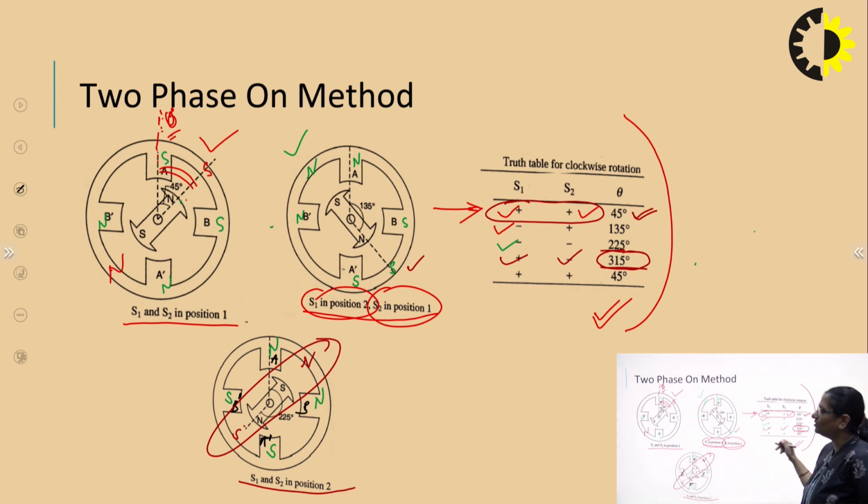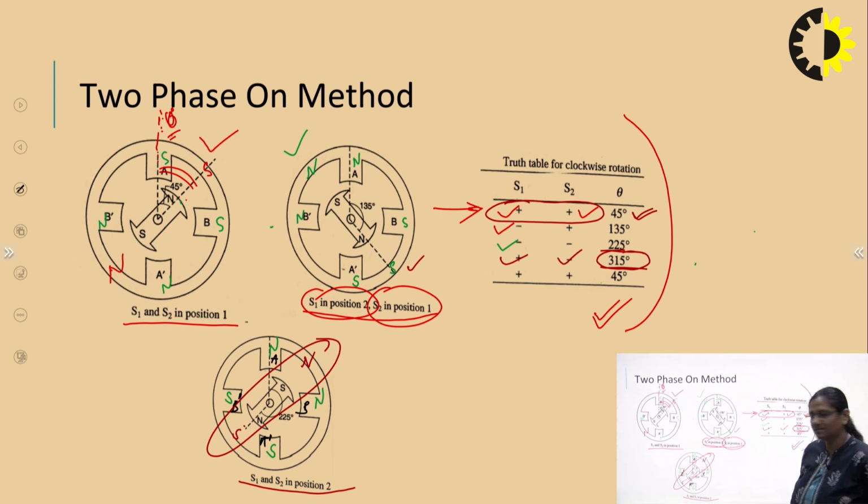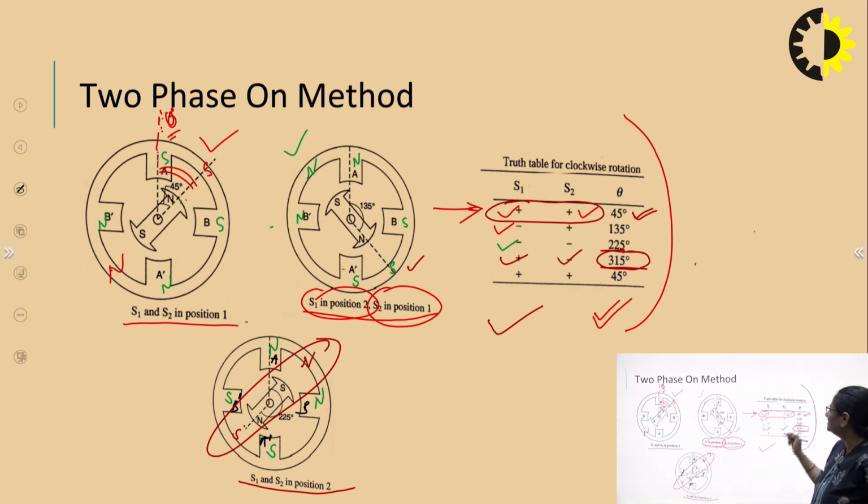That is, now the rotor has completed one complete revolution of 360 degrees, right? So, this is the truth table for clockwise rotation. If you want to rotate the rotor in anti-clockwise direction, what do you have to do? Nothing much. You just have to change this sequence, right? So, what would you have to do in that case?